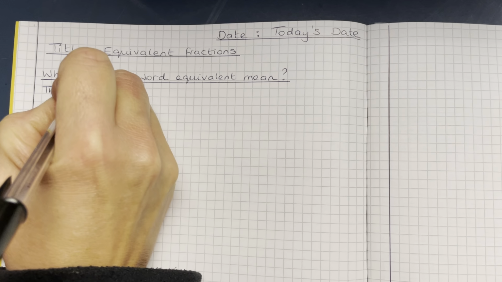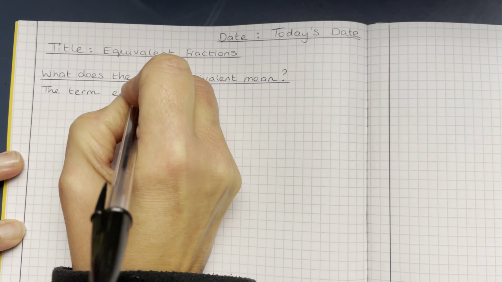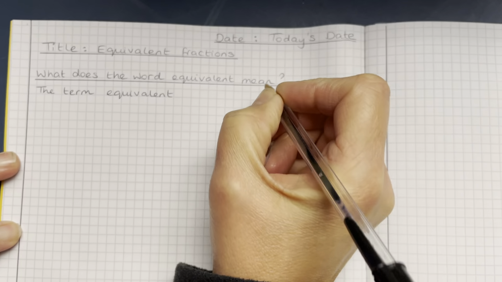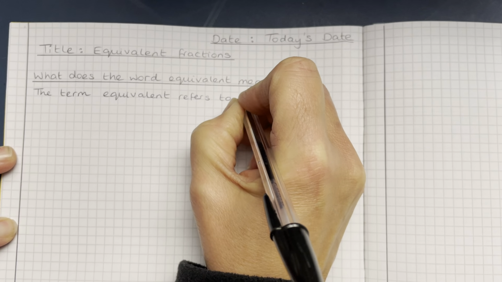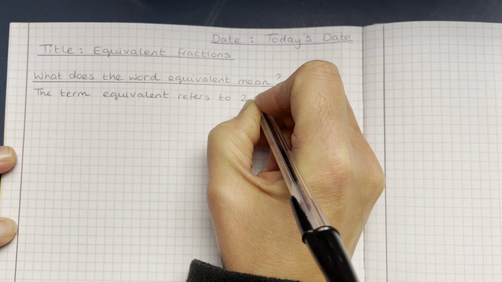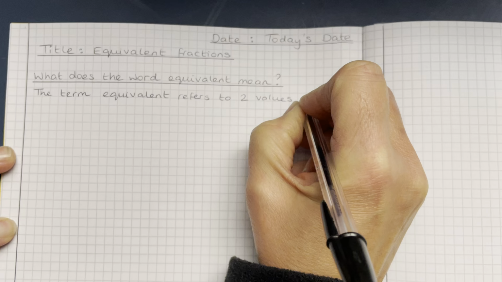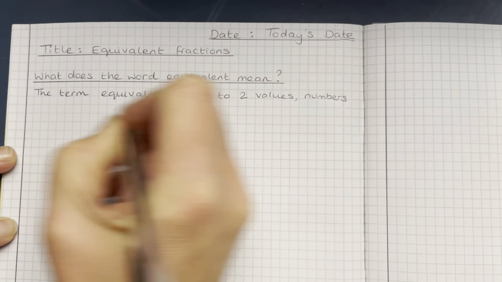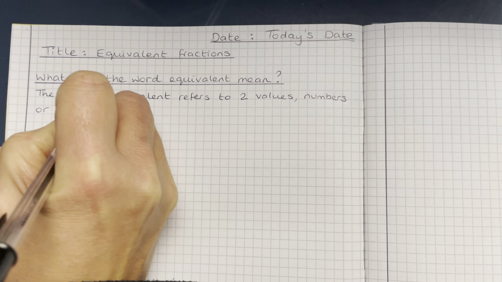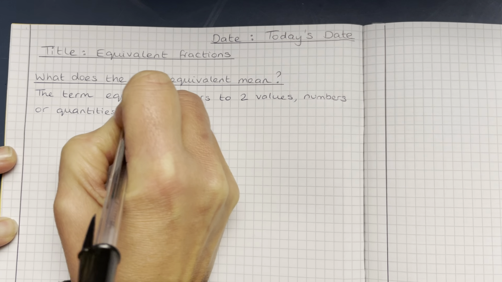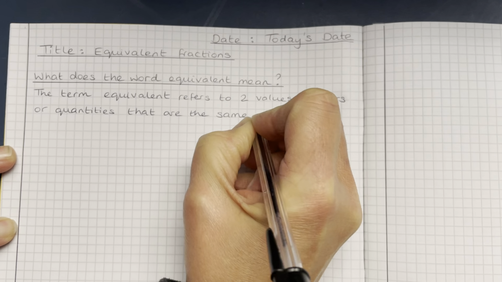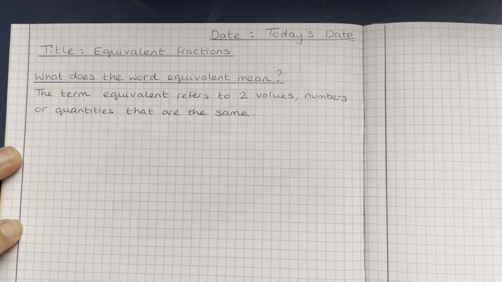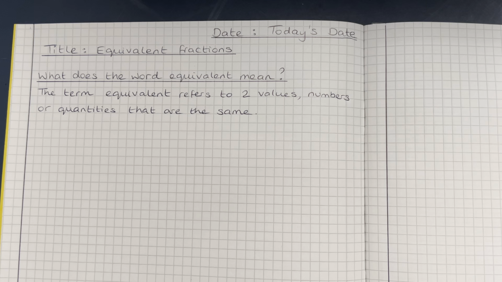So the term equivalent refers to two values, numbers or quantities that are the same. First key point, feel free to put a box around it, use your highlighter pens, however you want to make it stand out. Okay, so we know what the word equivalent means.